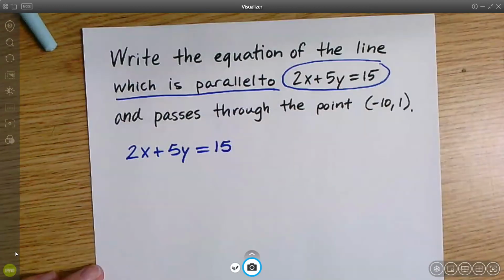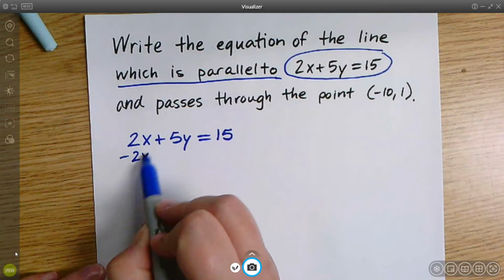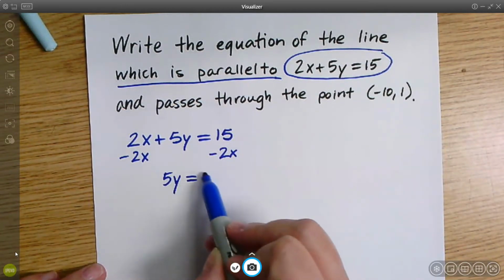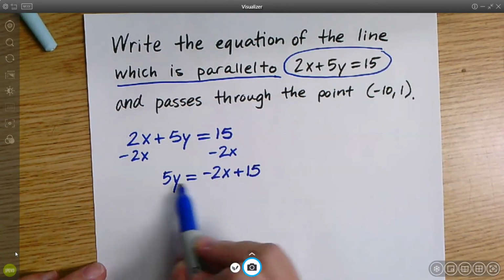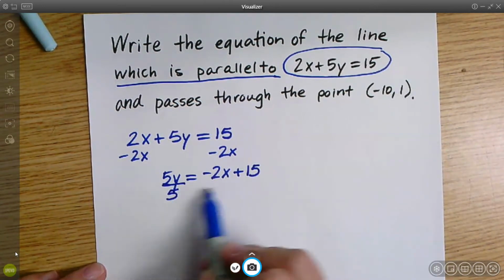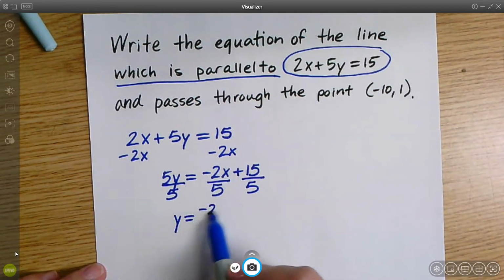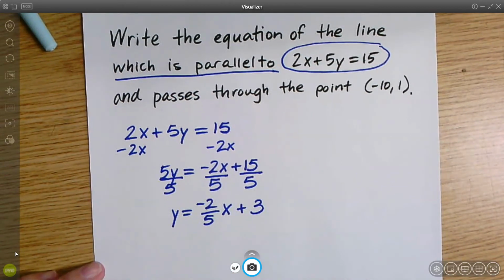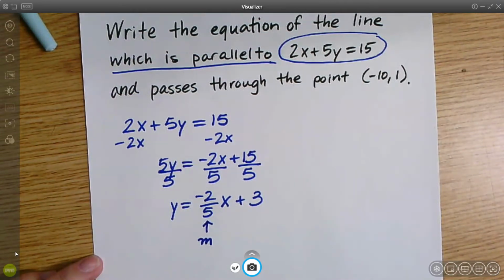Okay, slope-intercept form, I'm going to solve it for y. So that means I get everything else away from y. If you need more help with this, there's a video that shows you how that I made about 15 minutes ago. So go looking for that. And this is the equation in slope-intercept form. Okay, so what I just learned is that the slope of that line is -2/5.